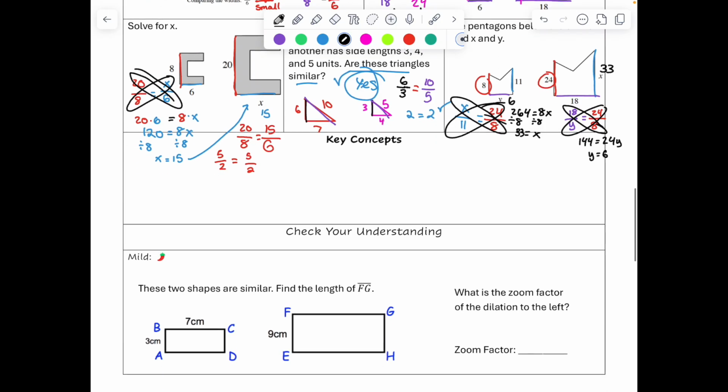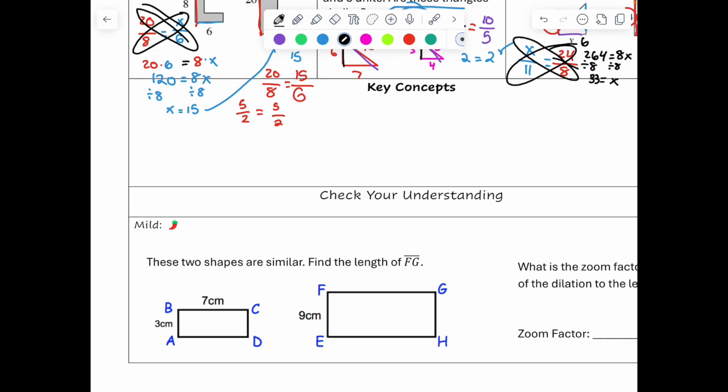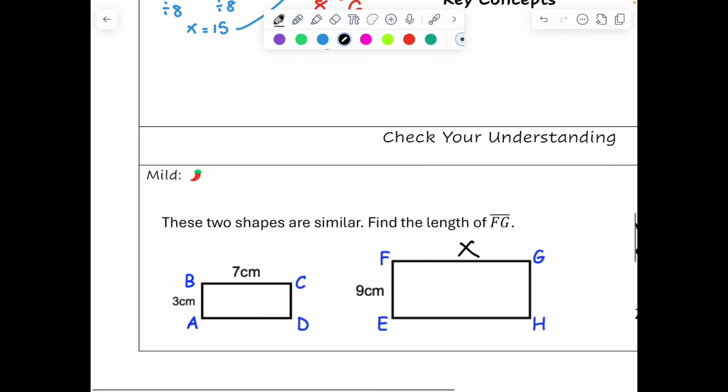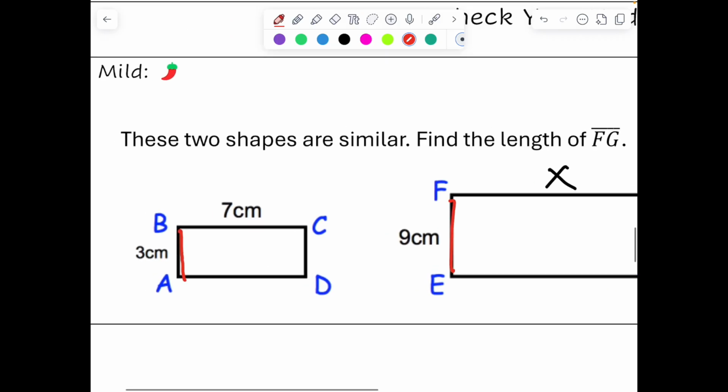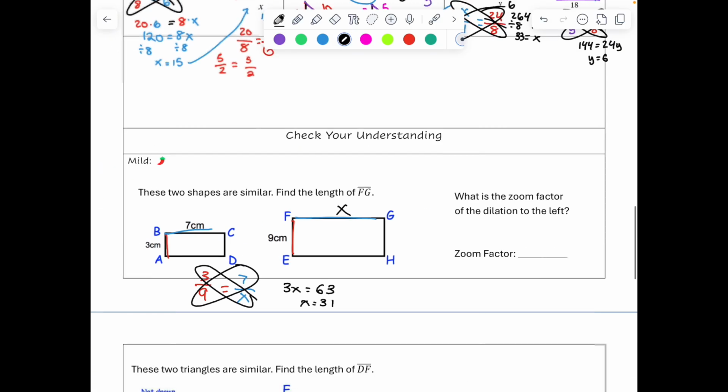I'll let you fill out the key concepts on your own, but let's move over to some check your understandings. So these two shapes are similar and they want to find FG. Okay. So again, I'm going to set up a ratio of sides. So why don't we do small over big, just to remind you that we can do that. 3 over 9, we'll set that equal to the top sides. So 7 over x. I'm going to cross multiply. So 3x equals 63. So x equals 31.